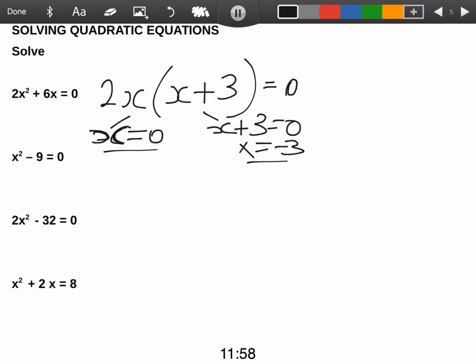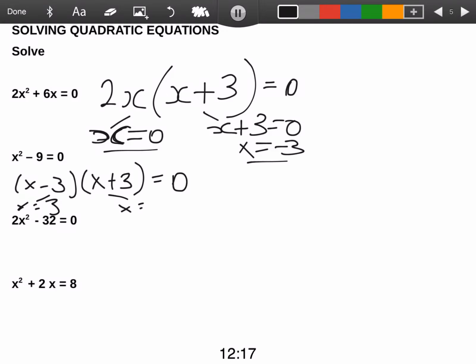Next one. There's not a common factor. Look for difference of 2 squares. Yes, it is difference of 2 squares. How you factorise is x minus 3, x plus 3. Square root of 9 is 3. Okay, and exact same method, set your factors equal to 0, x would equal 3 for this one, and x would equal negative 3. Okay, remember how you work out these factors before.